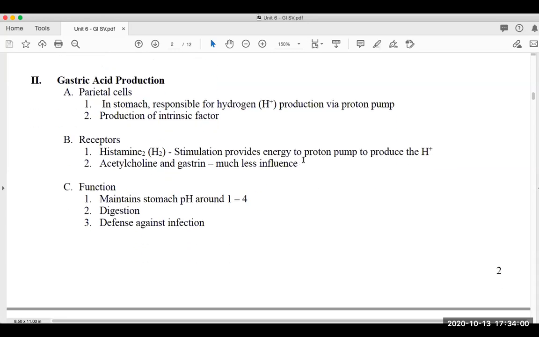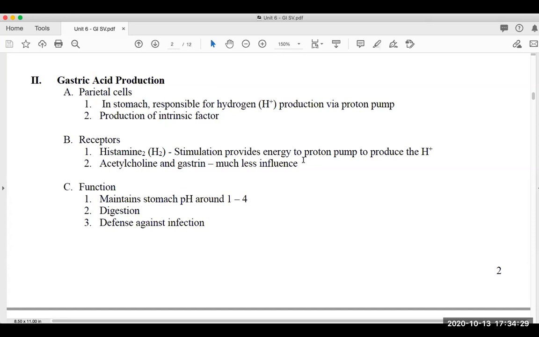Gastric acid production. So we are looking at the parietal cells. This is in chapter 50. Our parietal cells are in the lining of the stomach, okay? And they produce and secrete hydrochloric acid. That is very important for you to remember, okay? Parietal cells produce and secrete hydrochloric acid. That is the primary site of action for many of the drugs used to actually treat acid-related disorders, okay?